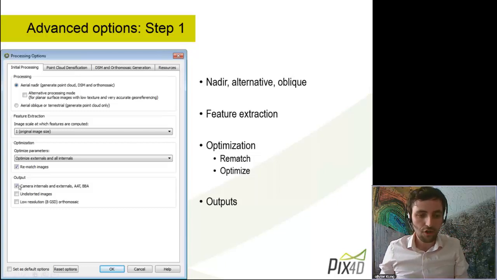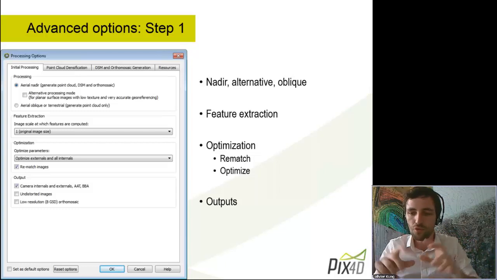Then you can select which outputs to produce during the initial step. The first one is producing many, many text files, which are also described in the knowledge base, which are mostly used when you need to interface Pix4Dmapper calibration results with other third-party software to know the position of the images and the tie points.